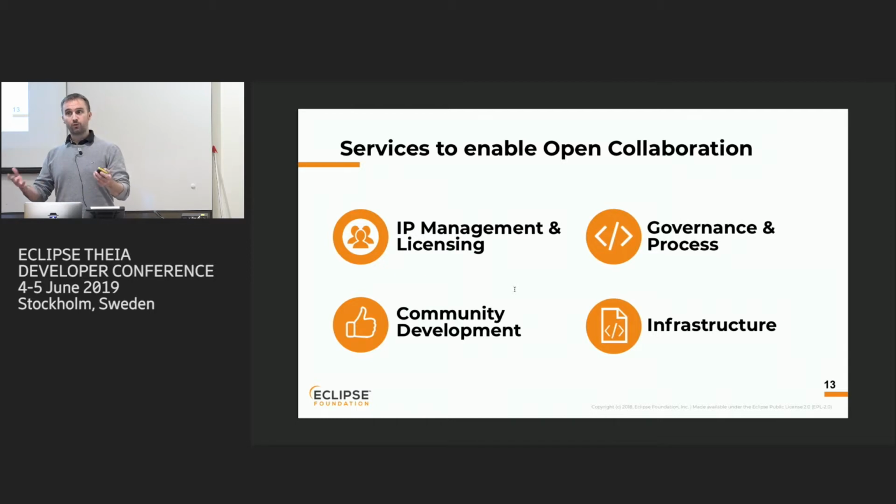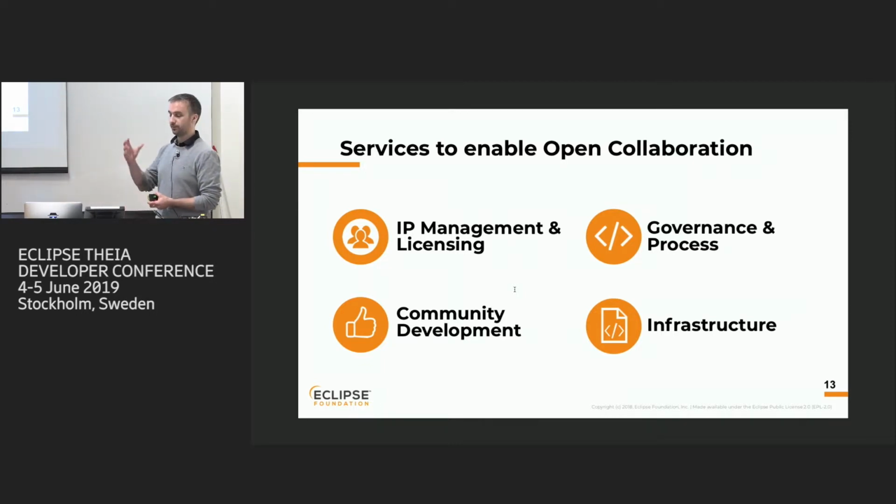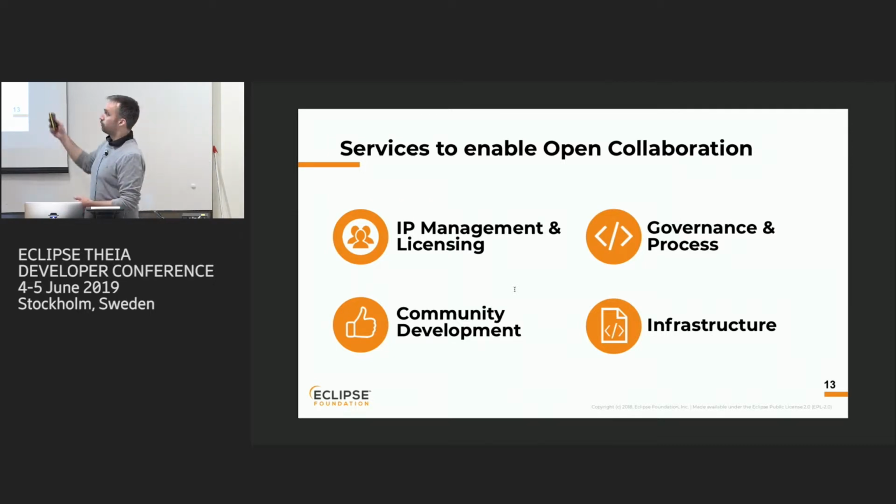We also provide some community development. So we go to events like this one, and we also organize conferences to promote and talk about technologies developed at the Eclipse Foundation. And finally, we provide an infrastructure. We provide Git hosting, Gerrit review servers. We also provide website hosting, of course, and a CI build farm based on Jenkins. So any project at the Eclipse Foundation can build their bits right on the Eclipse Foundation hardware.